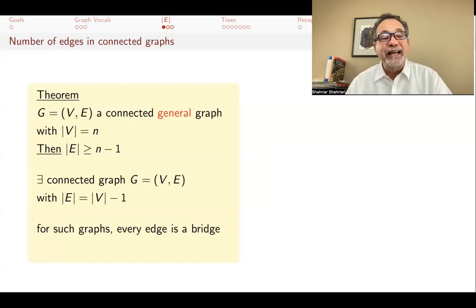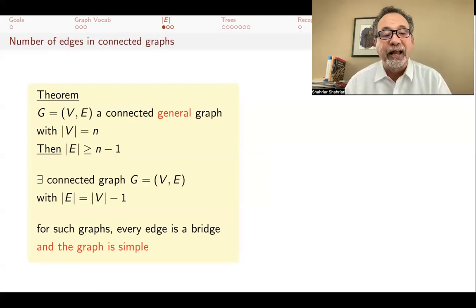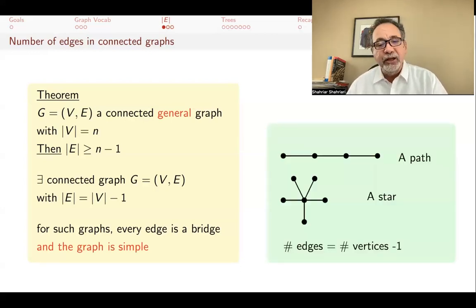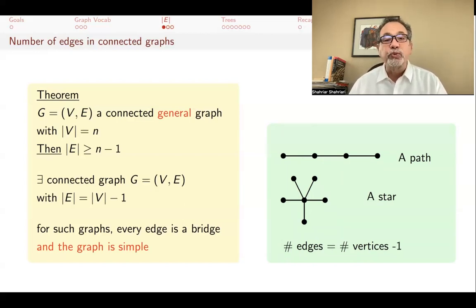I can say that if the number of edges is one less than the number of vertices, then the graph is simple. Then I can add that fact in. And here are some examples of graphs where the number of edges is one less than the number of vertices. Any path is like that, and something called a star, one vertex with a whole bunch of edges coming out of it. Both of those have the number of edges one less than the number of vertices. So there are graphs like this.